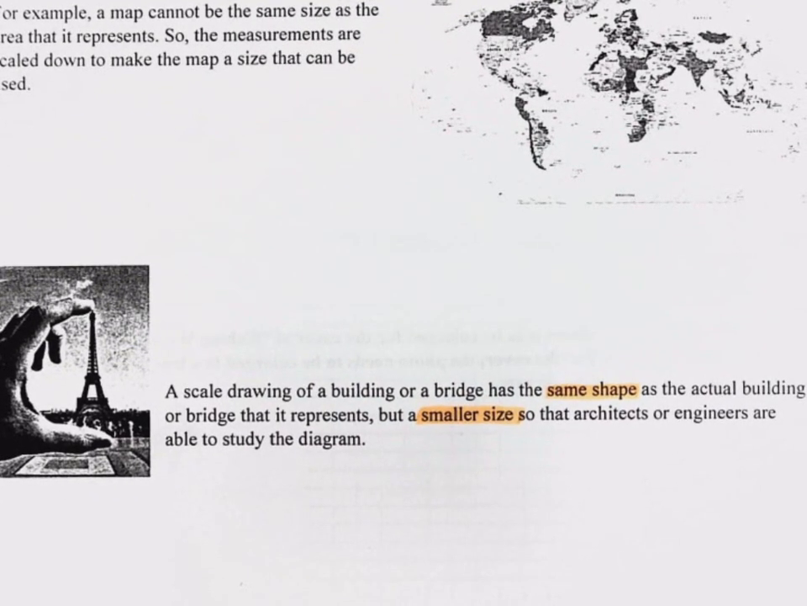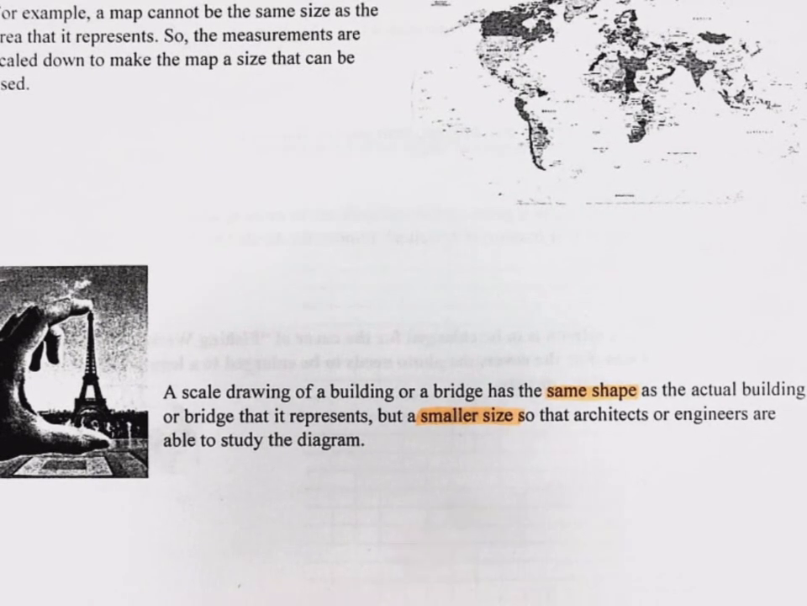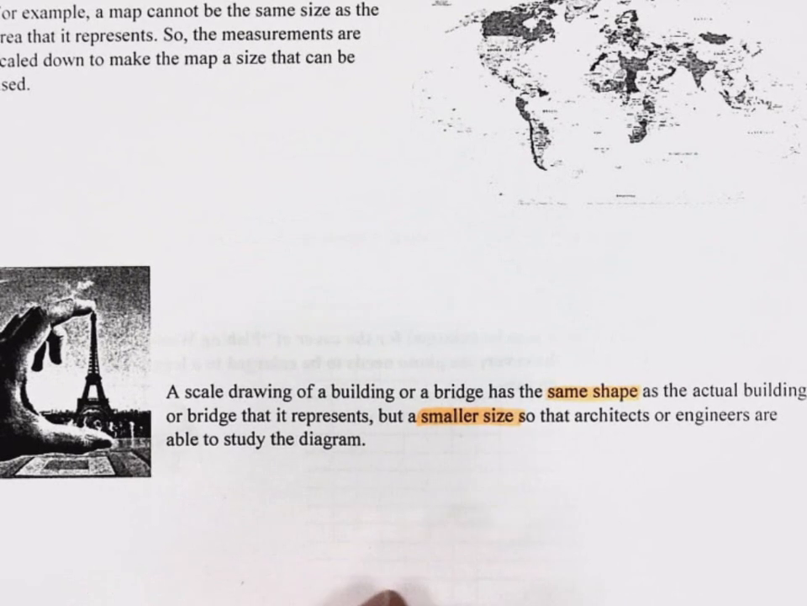Okay, so same shape, and it has to be reduced by the same dimensions. Because if you reduce something by different dimensions, it will look wonky. It will look not good. A diagram that's an enlargement or a reduction of another diagram is called a scale diagram. I'm going to highlight that whole sentence there.